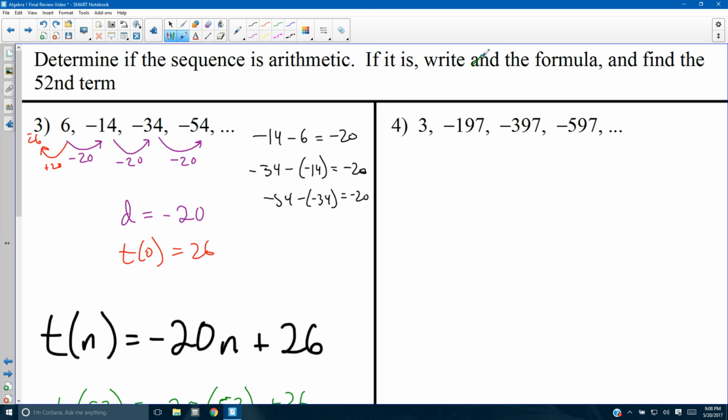I don't know why this keeps saying right and the formula. I'm sorry. Number 4, common difference. Well, you know what I'm kind of doing for some of these, because I sometimes have trouble: this minus what gives me that?